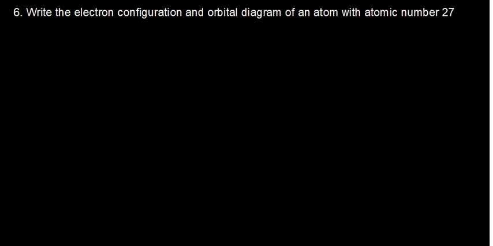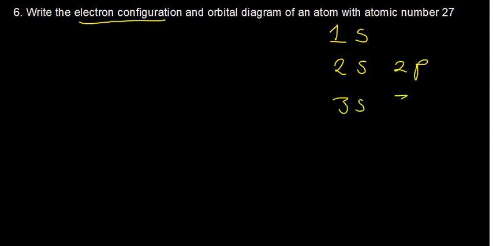Write the electron configuration and orbital diagram of an atom with atomic number of 27. The first thing is, let's write the electron configuration. When we are writing the electron configuration, we first need to understand some principles. According to Aufbau's principle and Hund's rule: for Aufbau's principle, in the ground state of an atom, electrons fill first atomic orbitals of the lowest available energy before going to the higher ones. So this should always be in our minds whenever we are writing electron configurations.